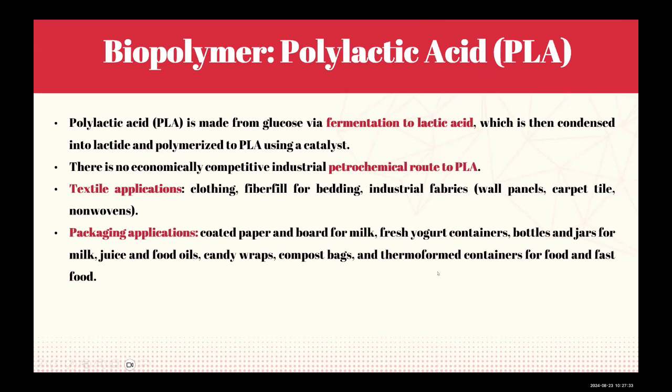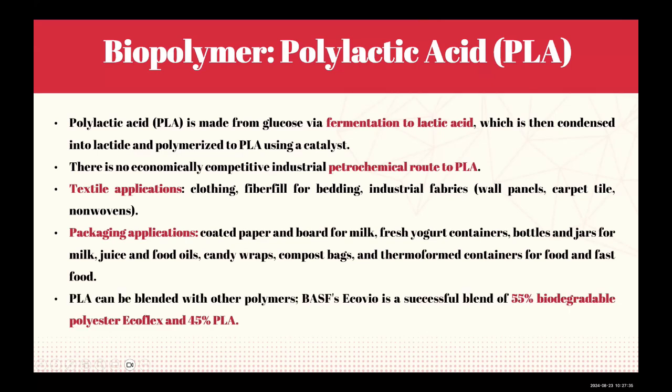Not only that, but PLA can actually be blended with other polymers to create hybrid materials. So an example of this is BASF's EcoVio, which is a product of a successful blend of 55% biodegradable polyester, EcoFlex, and 45% PLA. So this blend demonstrates the potential for actually creating new materials with enhanced properties by combining biopolymers with other substances. So this is an intrinsic application that BASF has implemented.